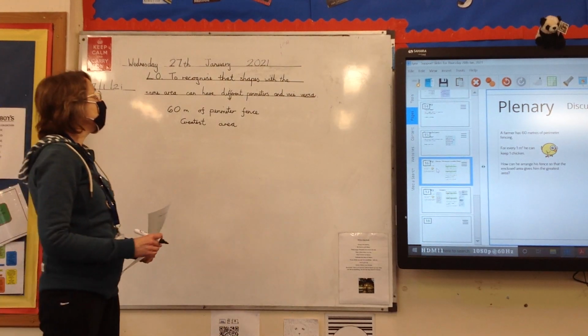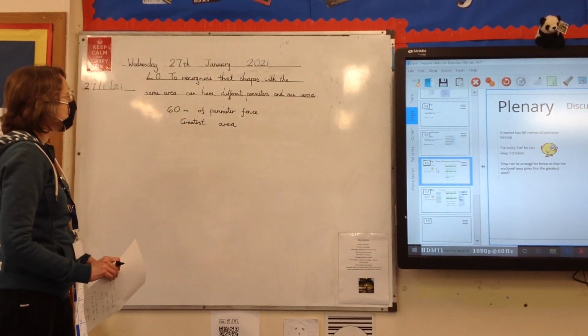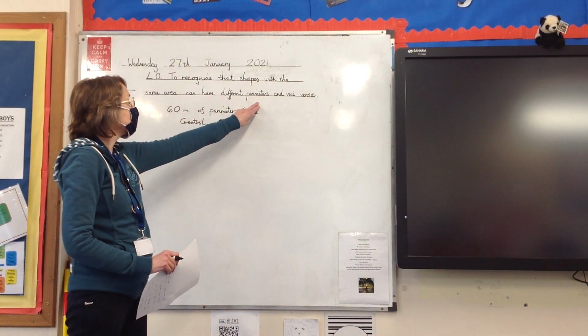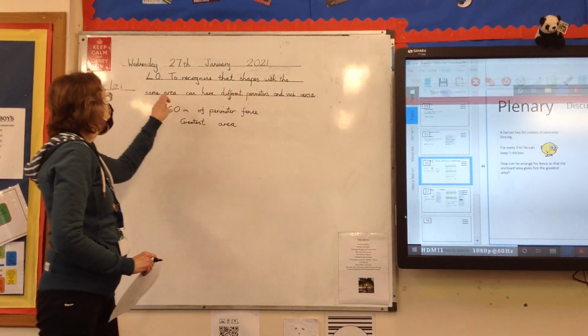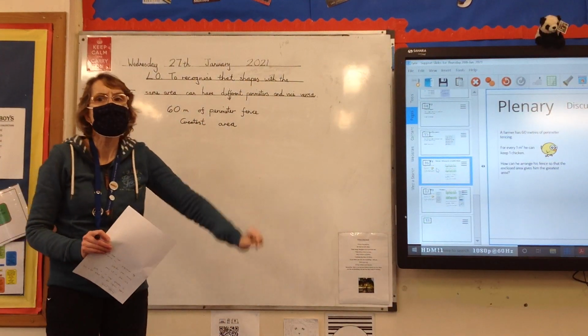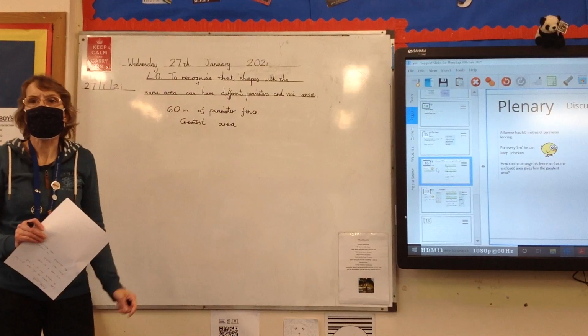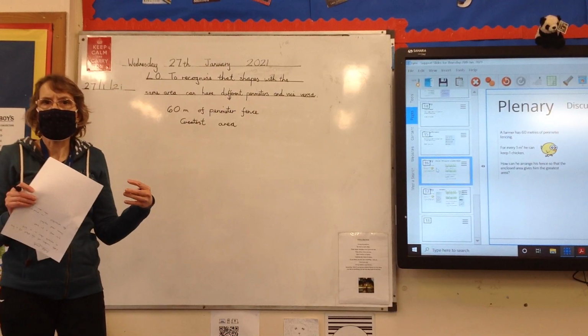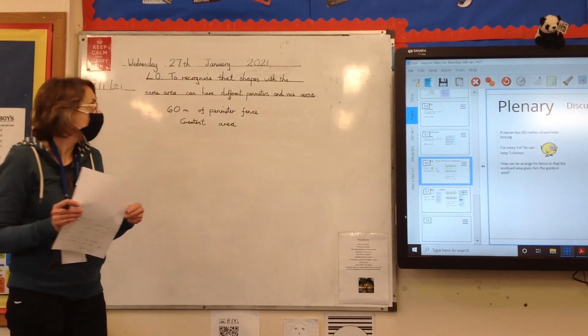So hopefully you have had a chance to investigate and find out that some shapes have the same area but a different perimeter, or the same perimeter but a different area. And hopefully, like the children in school, you've started to see some patterns about increasing the width or the length and what that does to the area and to the perimeter.